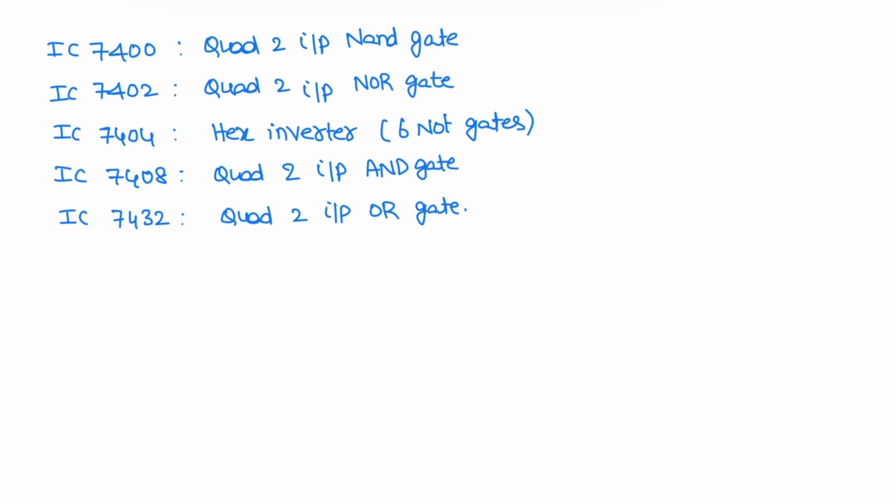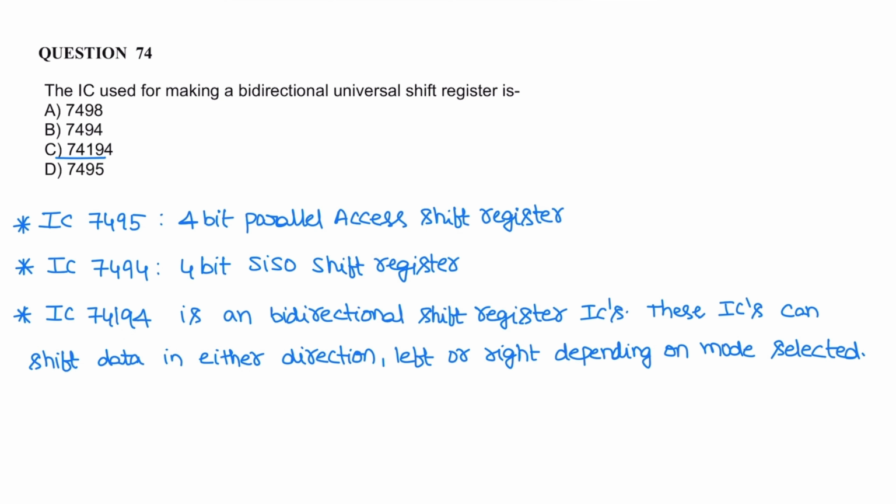Next, IC 7408 quad 2 input AND gate, IC 7432 quad 2 input OR gate. So for this question, correct option is IC 74194. It is a bidirectional universal shift register.